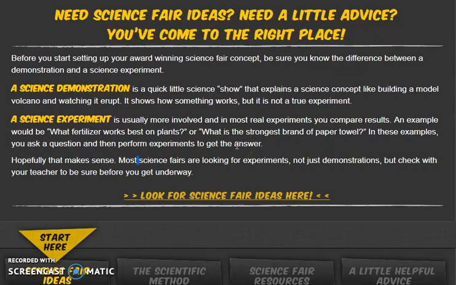When you're picking your testable question, you need to make sure that you are doing an experiment, not a demonstration. It's very easy to confuse these two. A demonstration is simply showing a science concept. It's something you probably already know the answer to, like mixing baking soda and vinegar. Most of us know what happens when you mix baking soda and vinegar. You get a chemical reaction, foam and bubbles come up, and it blows up all over the place. That's not an experiment. You already knew what was going to happen. You aren't comparing anything. You're just showing what happens when you mix the 2 chemicals together.